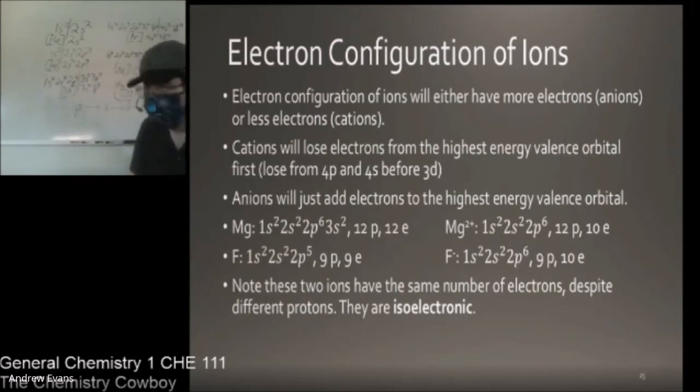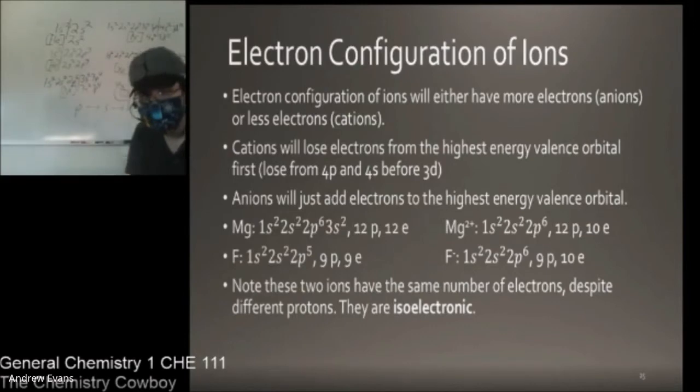So with that in mind, magnesium. Magnesium is 1s2, 2s2, 2p6, 3s2. Magnesium 2 plus, we take the first one from the 3s, and then the second from the 3s. And you essentially have 3s0. So it is 1s2, 2s2, 2p6.